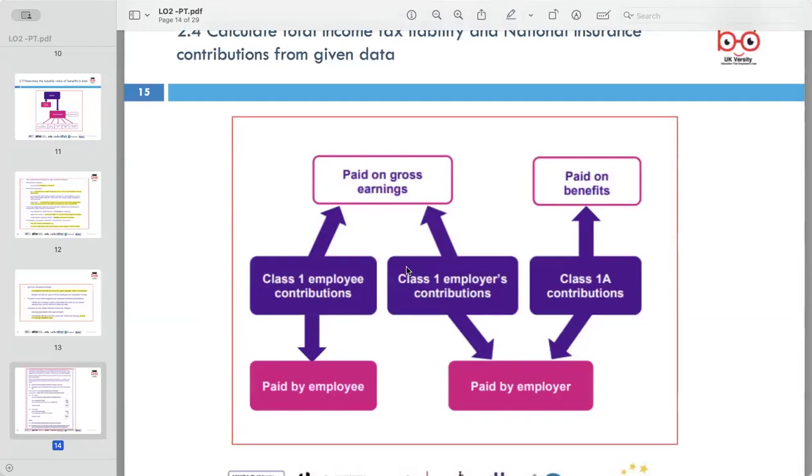Next, Class 1 employer contributions are also paid on gross income, but this time they are paid by the employers. These contributions are calculated separately from the employee's contribution and are deductible when calculating the employer's taxable profits. Finally, we have Class 1A contributions, which are paid by the employer on taxable benefits provided to employees. Class 1A contributions are also deductible when calculating the employer's taxable profit.